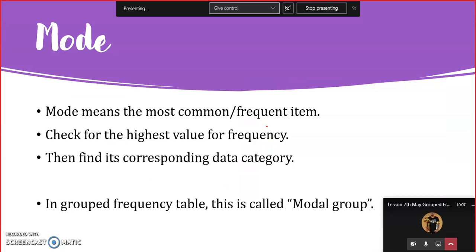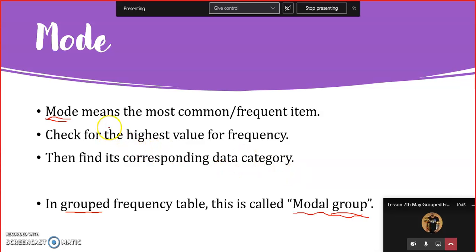Now, the next part we'll talk about two things: the mode, or sometimes called the modal group or modal class. They mean the same thing, just in different tables. In a frequency table or data set, we can say mode, but in a grouped frequency table, we need to call it a modal group or modal class. It's basically because we can no longer find one number, we find a range of numbers. We'll see how it goes.